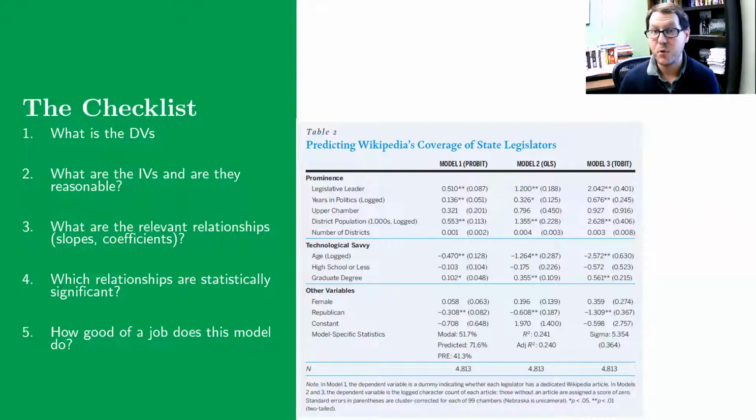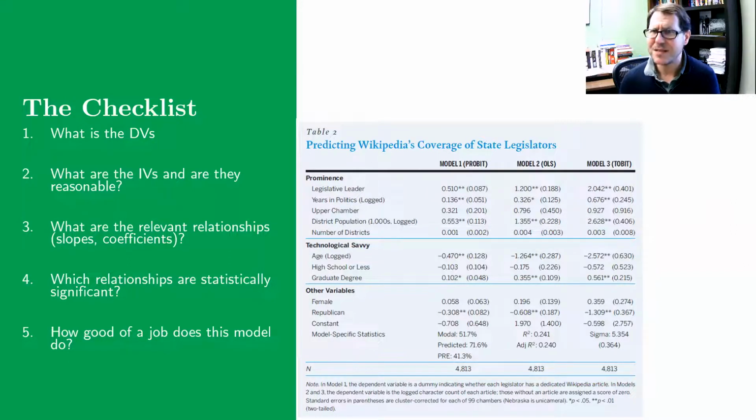Third, we're going to look at the relationships between each independent variable and our dependent variable, right? So if you are a legislative leader, and I'll look at the probit column, model 1, I'm going to go over and see that 0.51. It's a positive value, which means that it is pushing things up, right? And so it is increasing the probability that you're going to have a Wikipedia page.